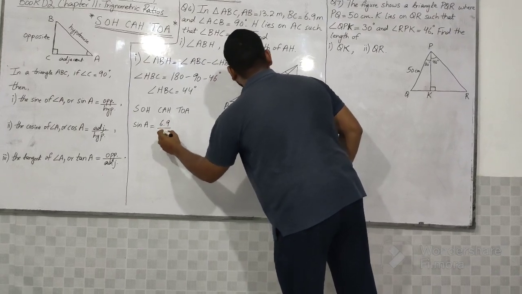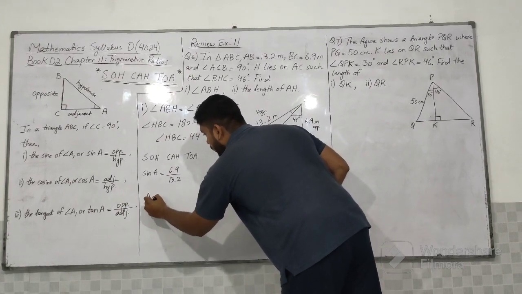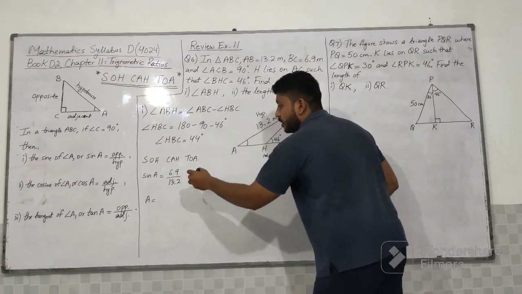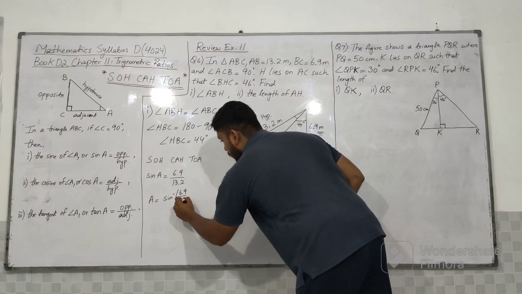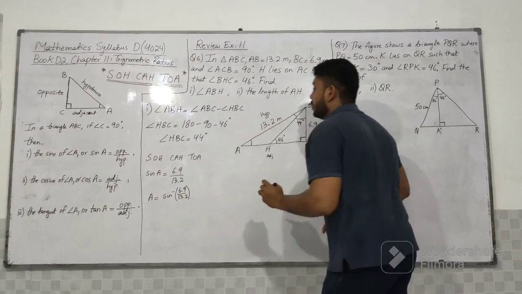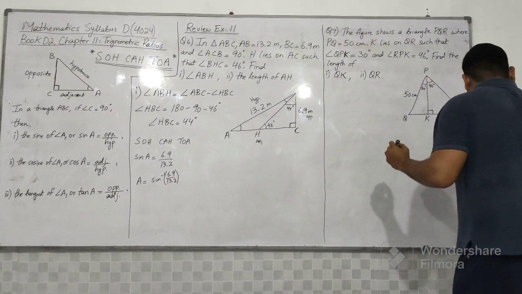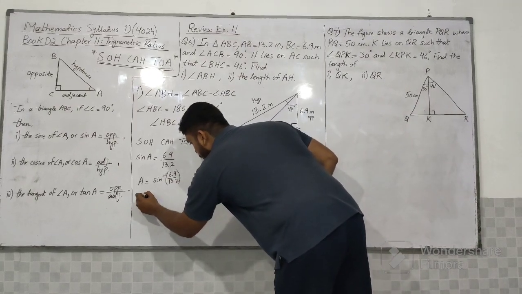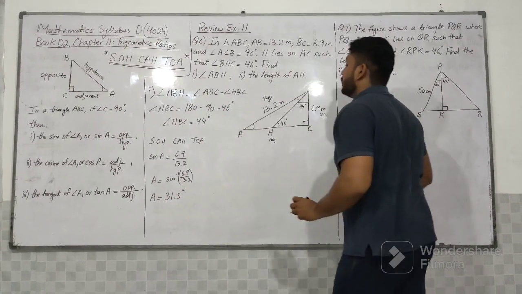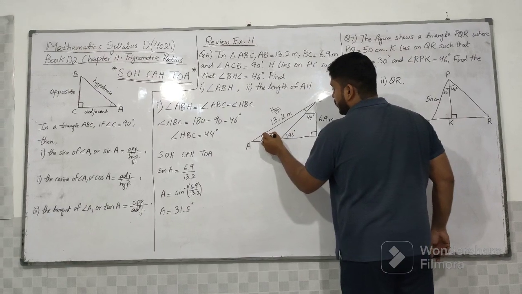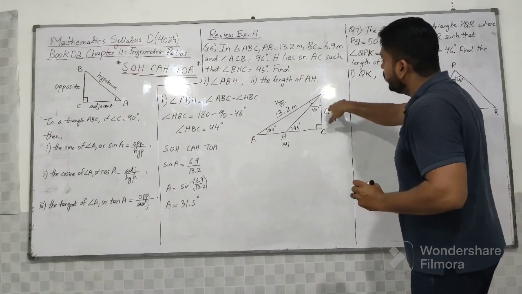6.9 over 13.2. Okay, so angle A will be, this sine shifted here will become sine inverse of 6.9 over 13.2. Okay, so if you put this in the calculator, you will be getting 31.5 degrees as angle A. So now it's easy to find this whole angle B.